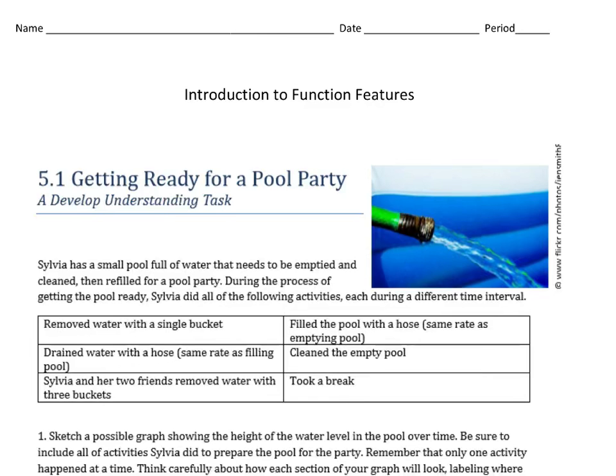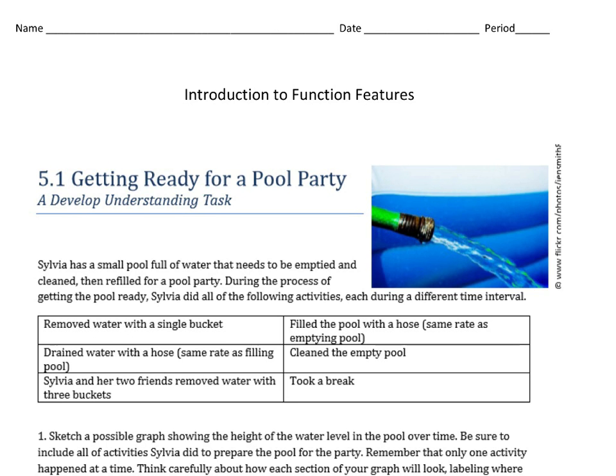Greetings, ladies and gentlemen. We're at the start of a brand new unit, and it's about the features of functions. There's going to be a whole lot of graphs, and you're going to have to figure out what they mean in context and be able to identify some of the properties of the graphs.